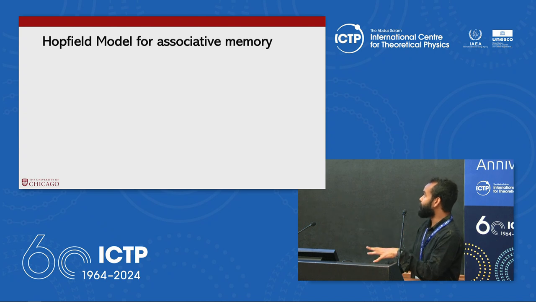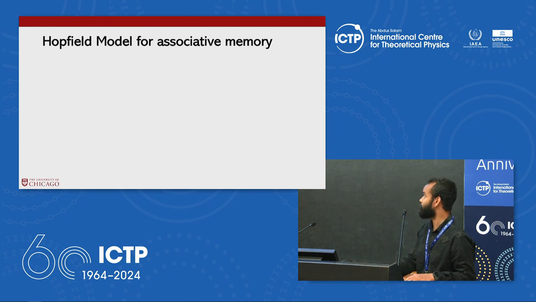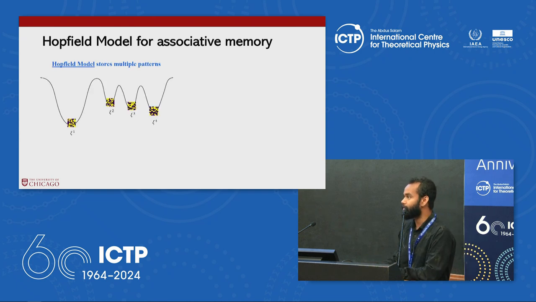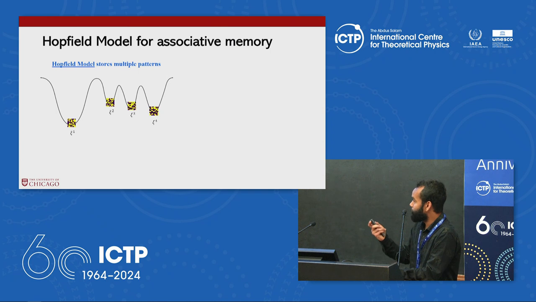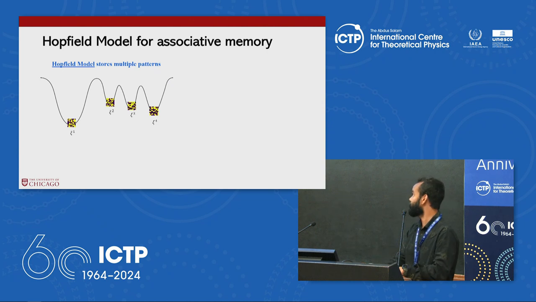In order to simplify things, we'll work with a very simplified model of associative memory, the Hopfield model, wherein the neurons are essentially Ising spins, plus or minus one. The way one stores memory in this Hopfield model is by constructing free energy minima, which are attractors for the memories.